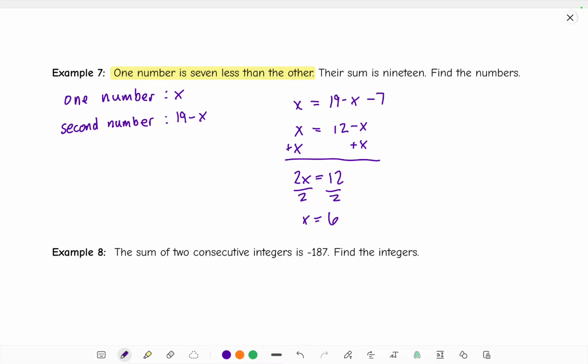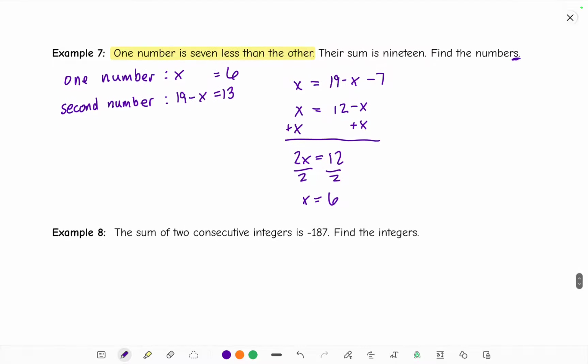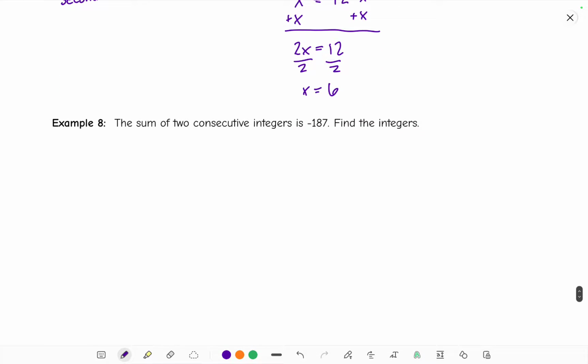Now, don't think you're done after you solved for x, because it says find the numbers. So we do have to find both of them. So the first number is 6. Well, the second number is 19 minus that, so 13. And that's it for example 7. Now, example 8. The sum of two consecutive integers is negative 187. Find the integers.